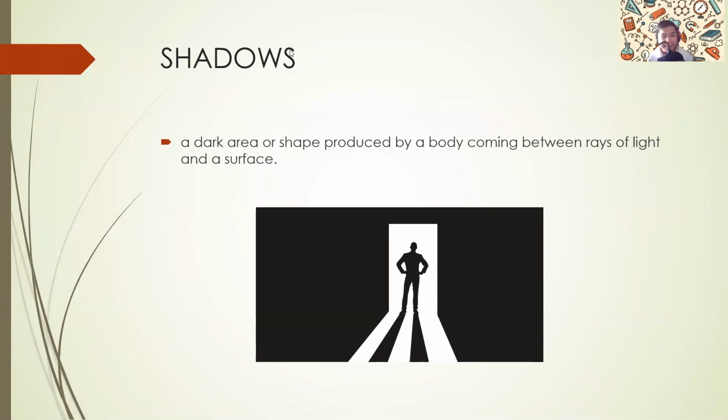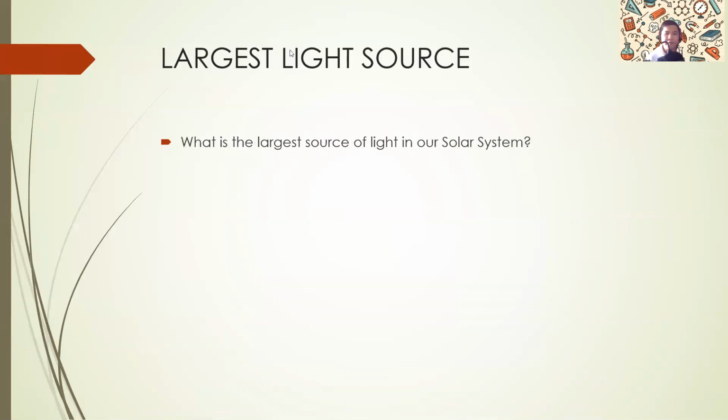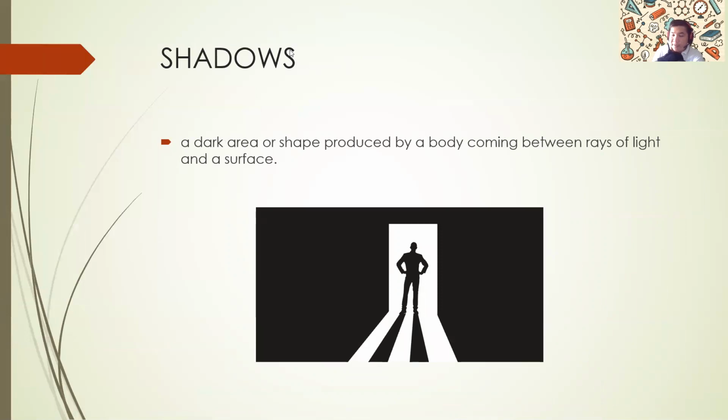A shadow is a dark area or shape produced by a body coming between rays of light and a surface. If, for example, in this picture, the man is small enough, but the room outside has a very strong light, it will create a shadow on the back of the man.